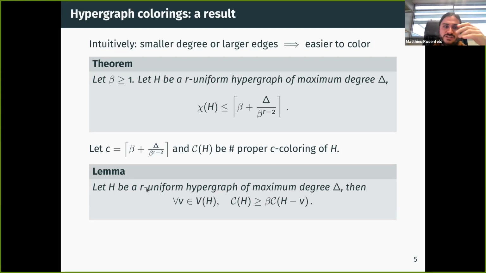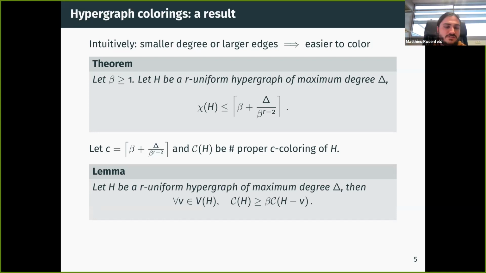So this is the lemma that I'm actually going to prove. Again, there is H, which is an r-uniform hypergraph of maximum degree delta. Now, what I want to prove is that if I remove a vertex from this hypergraph, and what I mean by that is if I remove the vertex, then I remove all the edges that contain this vertex, I look at the induced hypergraph, then I'm going to divide the number of colorings by at least beta by doing that. If you look at it the other way around, if I have a graph and I add a vertex and some edges that contain this vertex in such a way that everything seems fine, it's still uniform and it has maximum degree delta, then I'm going to multiply the number of proper colorings by at least beta.